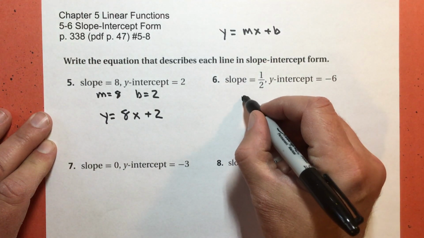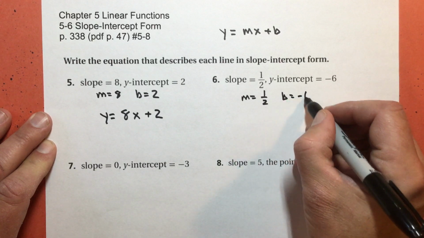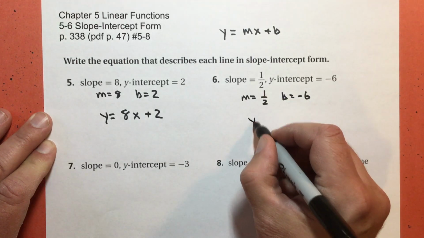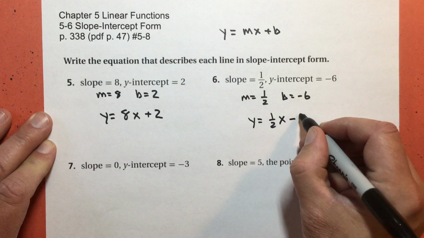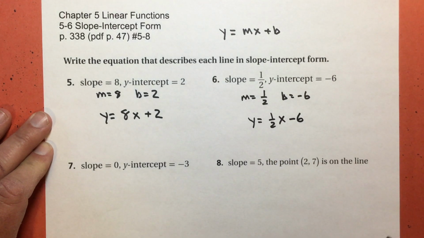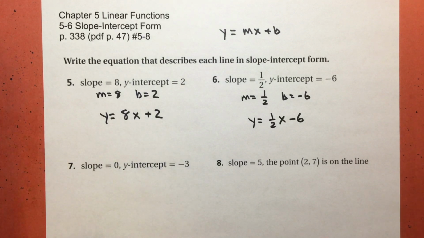For problem number 6, my slope is 1/2 and my y-intercept is -6. So I write y equals 1/2 times x plus -6, or you can just write minus 6, subtract 6. Okay, now those two are as easy and as straightforward as possible. Just put the slope here, put the y-intercept here, and you're done.